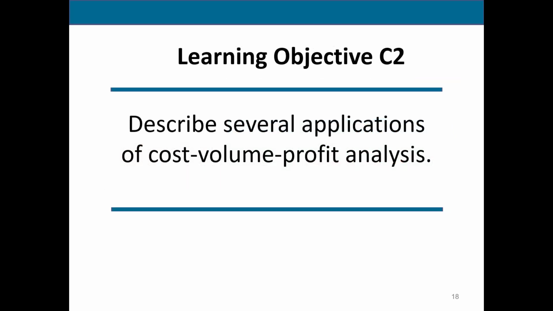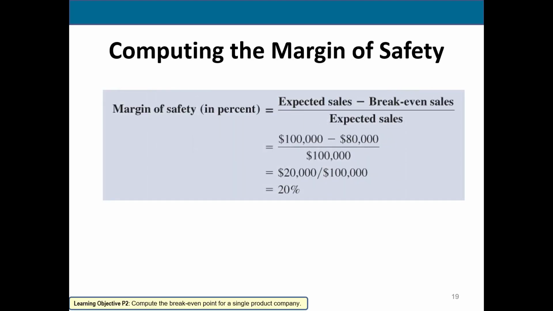So we're going to look at some cost volume profit analysis. The first one is the margin of safety. This is the amount that sales can drop before the company incurs a loss. So it's usually expressed in dollars or as a percent of the expected sales.